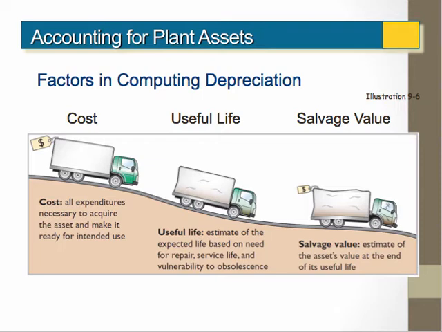Now, once the asset has been fully used, we have what we call salvage value. The salvage value is what the asset is worth or what we could sell it for at the end of its useful life. Now, it's very important that we know what the salvage value is because it'll be part of the depreciation calculation. So in essence, we have three things that we need to know in order to compute depreciation. We need to know the cost, the useful life in terms of years or hours or whatever the method is to determine useful life, and the salvage value of the asset.